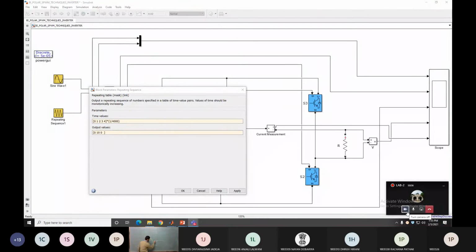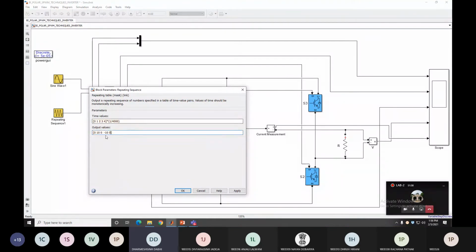Okay. Same way, at the third point, what is the time duration? 3 multiplied by 1 by 4000. You can see here in the time value I write 3 in the bracket and multiply with 1 by 4000. At that time, what is the value? Minus 10. So here I write minus 10. You can see here at this second the magnitude is minus 10, the negative peak. And at the fourth interval, the magnitude becomes 0. So here I write the magnitude 0.